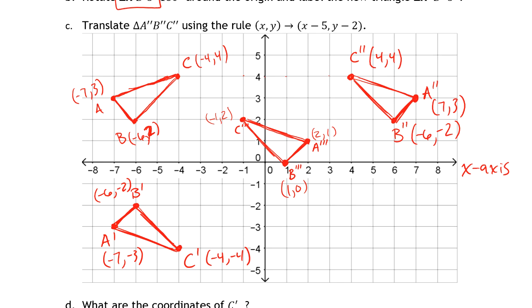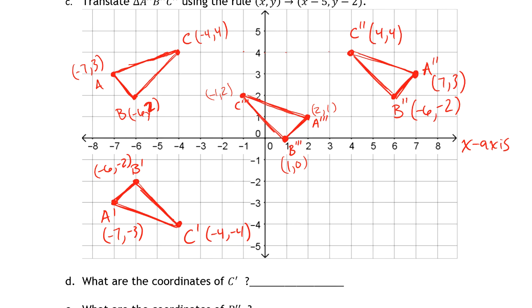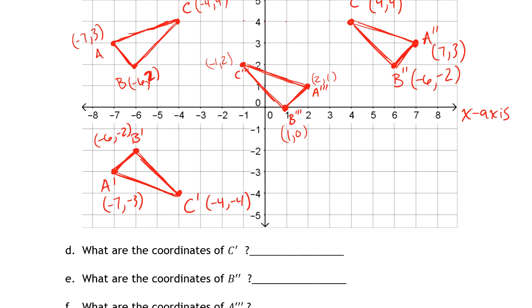And then for the remaining parts, D, E, and F, it's just a matter of reading some coordinates. So D asks us, what are the coordinates of C prime? Well, C prime was at -4, -4. What are the coordinates of B double prime? That's way over here, and that was a -6, comma, -2. And then the last one, what are the coordinates of A triple prime? And that's right here. A triple prime was at 2, comma, 1.